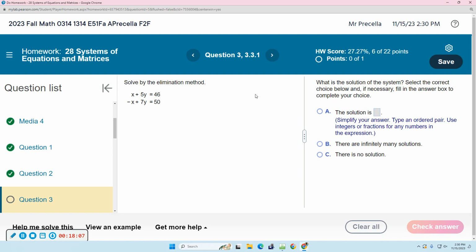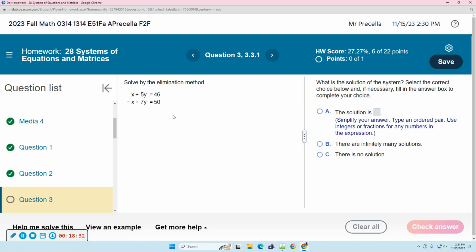Solved by the elimination method. Let me write this one down. The elimination method is the method I like, but in order to do the elimination method, you have to have the like terms lined up. Notice they have the x's lined up, the y terms lined up, and on the other side they have the constants lined up. So this is tailor-made for elimination.